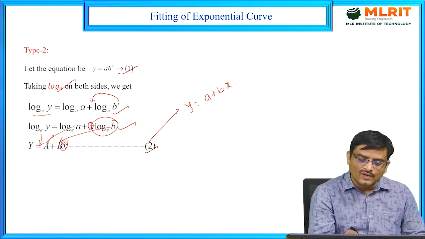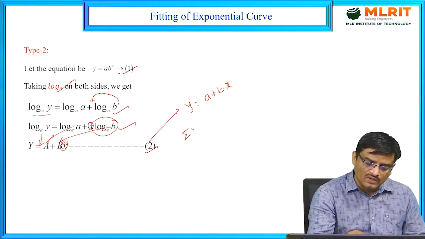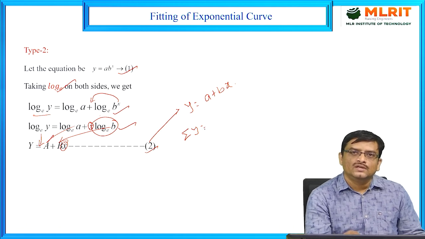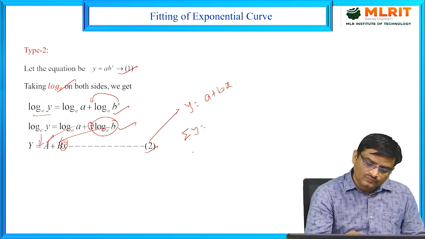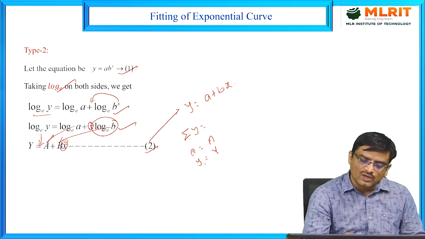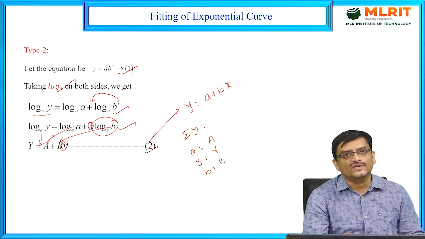So whatever modifications we want, you can replace here. Summation small y is equal to, use the same normal equations for the straight line. Wherever we have small a, you replace it with capital A. Wherever we have small y, replace it with capital Y. Keep that small x as it is, and replace small b with capital B in the normal equations of a straight line.